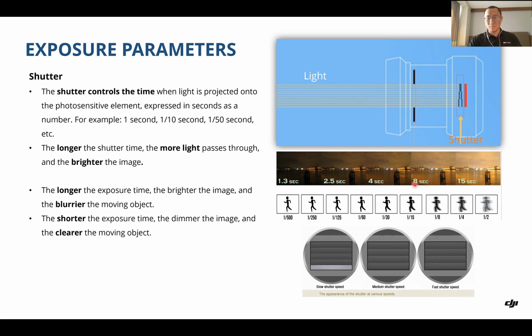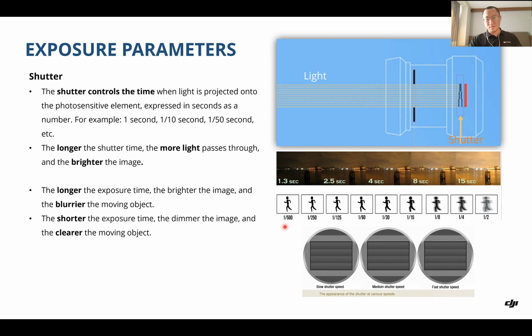Right, it's very obvious. As for the longer exposure time, the brighter the image, but the blurrier the moving object. If we have a shorter exposure time, the dimmer the image, but we will get a clear image of the moving object.